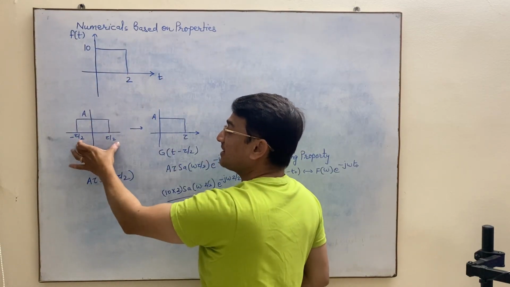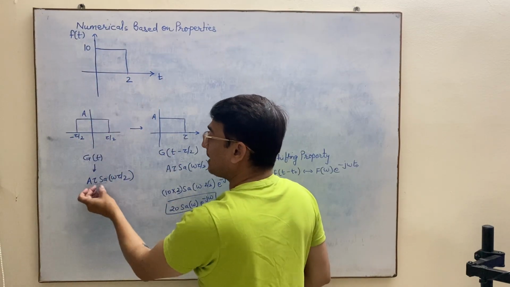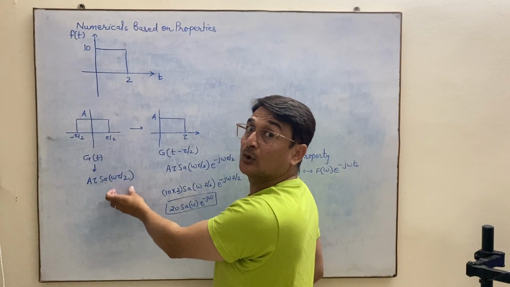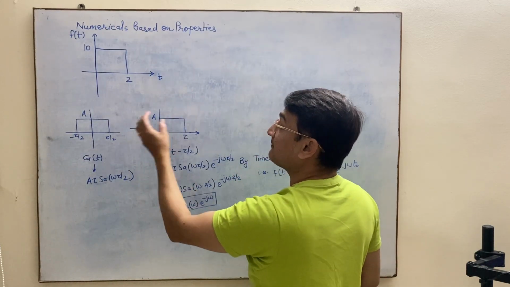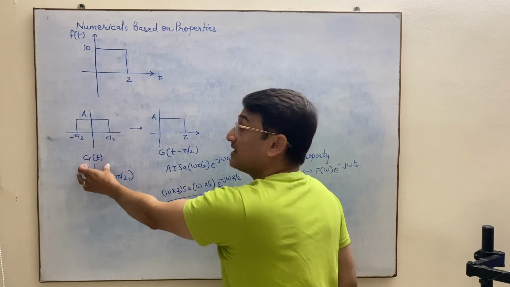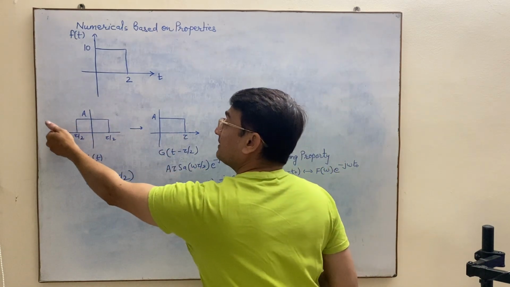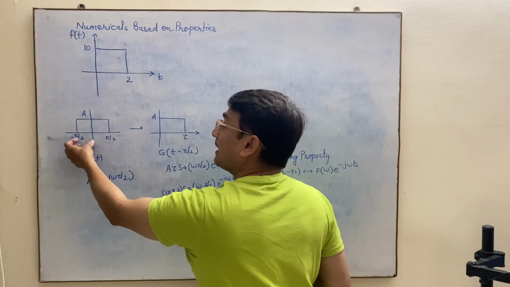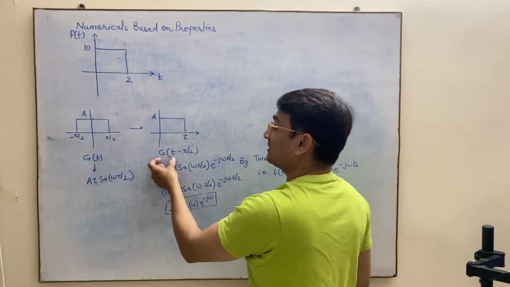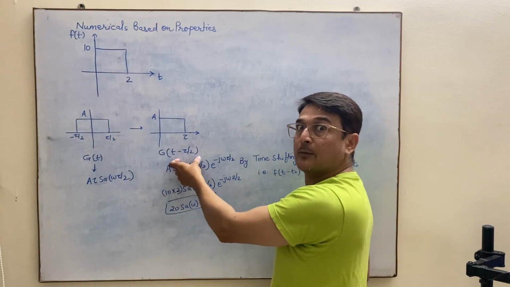You know the Fourier transform of the gate function, which is a tau sampling of omega tau by 2. So if I shift this gate function, if this is denoted by g of t, this can be denoted by g of t minus tau by 2, because I have shifted this gate function by how much value? Tau by 2 value. So this will be nothing but g of t minus tau by 2.